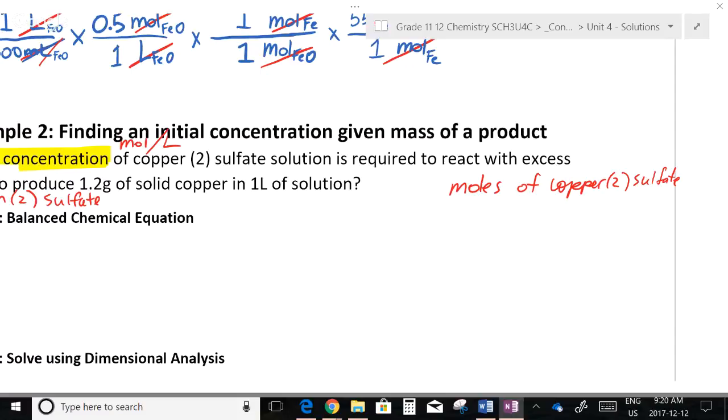I'd say, okay, now I know how many moles of copper sulfate I have. Then I'd go down to a new line and say, okay, concentration's easy. It's always how much solute divided by how much solvent. Now I know how many moles of solute I have because I just found it, and the question told me how much solvent I had. And then boom, we'll be done.